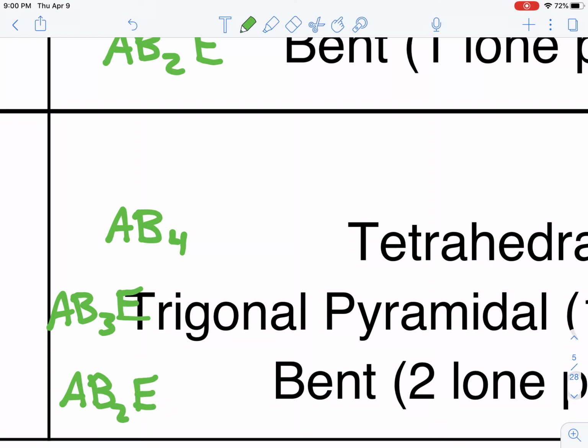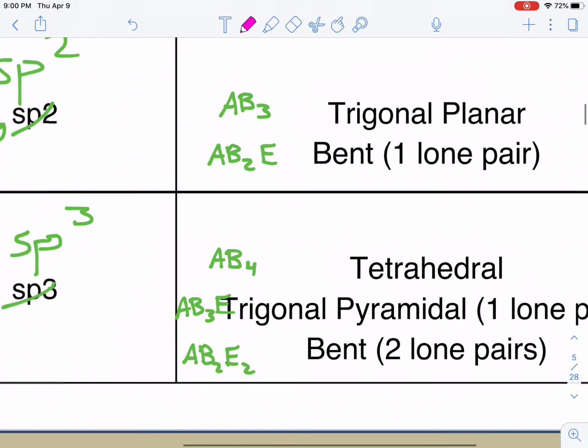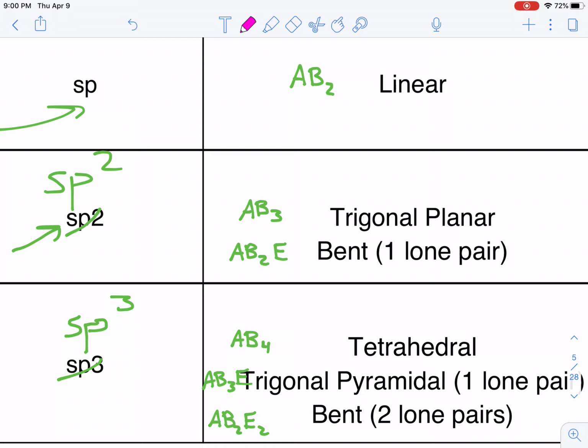So let me do something. Let me add together in each one of those the total number of things around the central atom. The things could be one bond, one lone pair, or any combination of that. So this one has 2 bonds. It has a grand total of 2 things around it. This one has 3 bonds, 3 things around it. 2 bonds plus 1 lone pair, 3 regions of electrons around it.